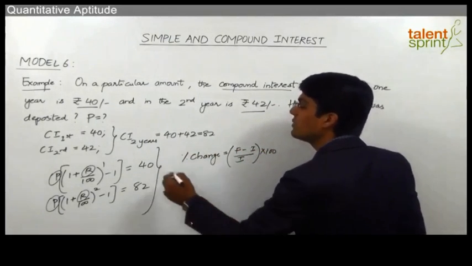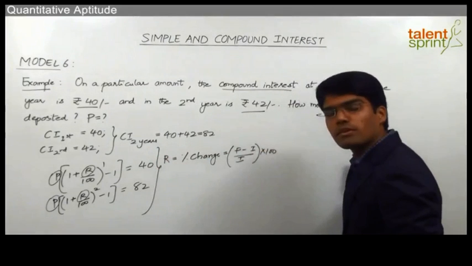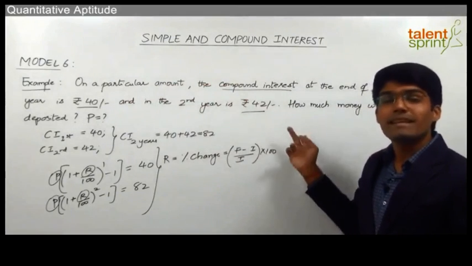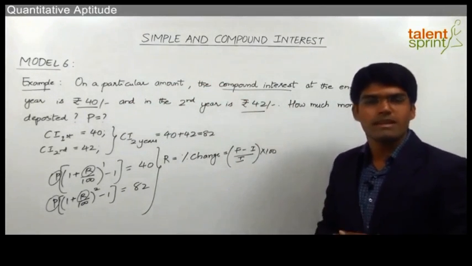And that should be equal to the rate of interest in case of compound interest. So always, when we know the compound interest for the first year and for the second year, by taking the percentage change between these two values, we can get the rate of interest.